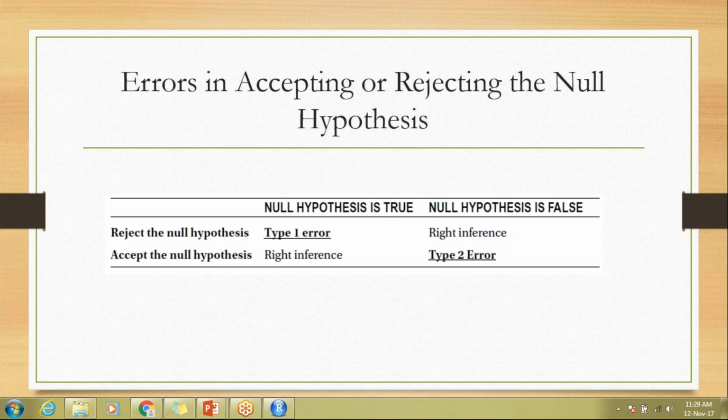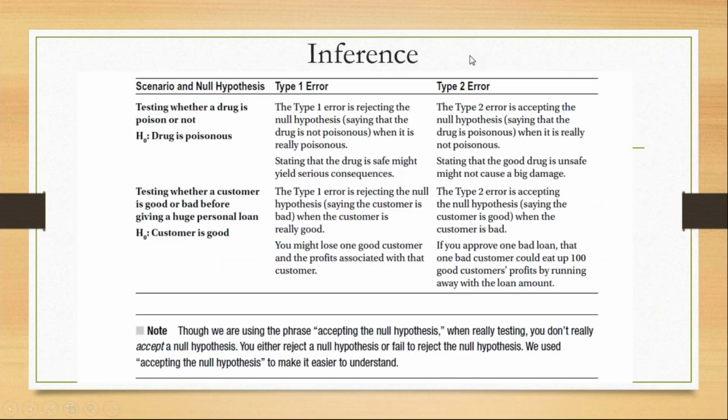So here are a few cases that I've listed down, and we will understand one by one which makes a better impact. Let's say testing whether a drug is poisonous or not. The type 1 error is rejecting the null hypothesis, saying that the drug is not poisonous when it is really poisonous. And type 2 is accepting the null hypothesis, saying that the drug is poisonous when it is really not poisonous.